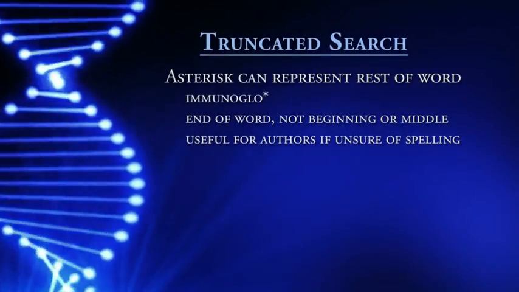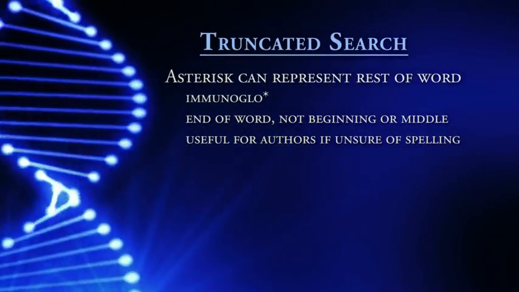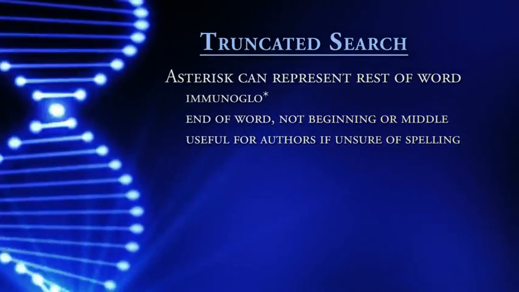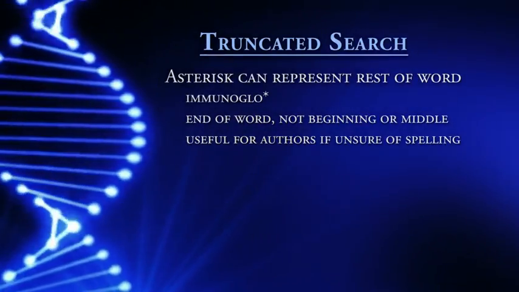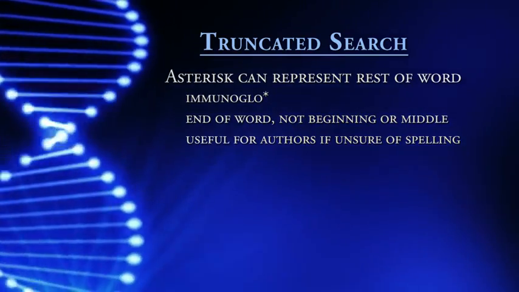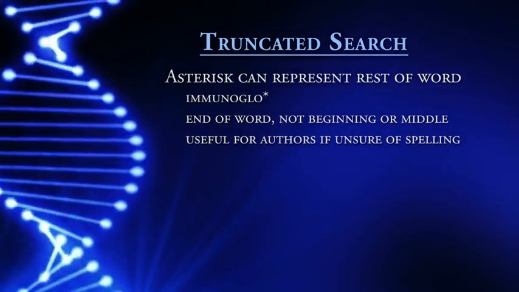The truncated search can be very useful if there are variations of a word. For instance, if you're unsure of spelling or if there's a singular-plural issue, an asterisk can represent the rest of the word. The asterisk can only come at the end of the word and not at the beginning or the middle. Immunoglobulin-star will hit both the singular immunoglobulin and the plural immunoglobulins. You don't need to search twice.